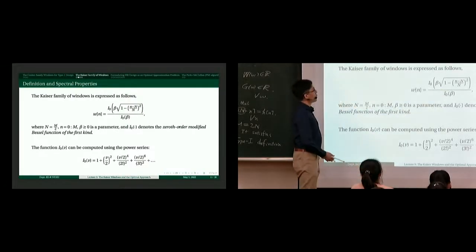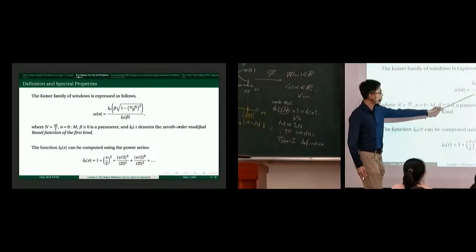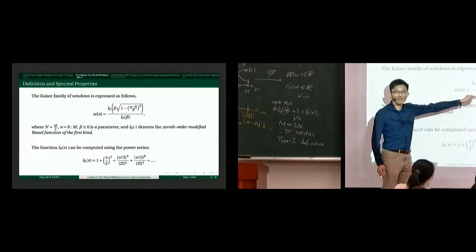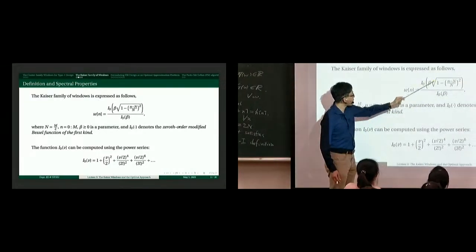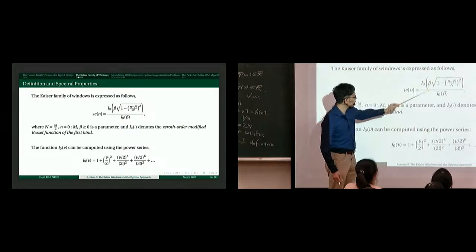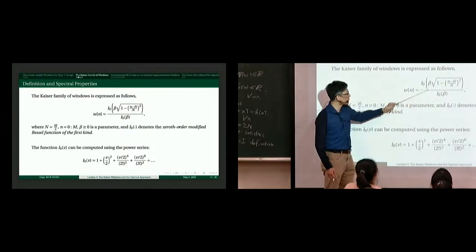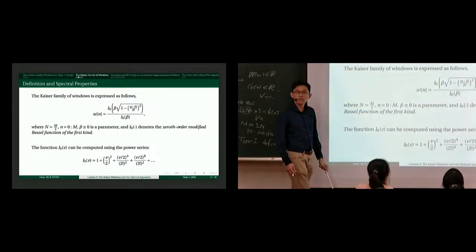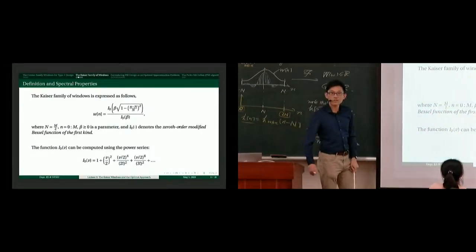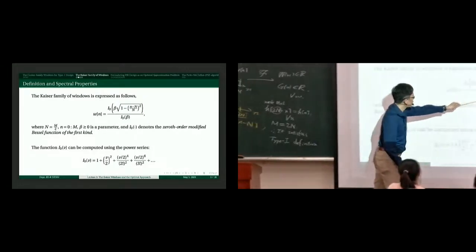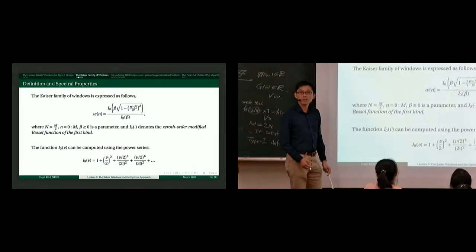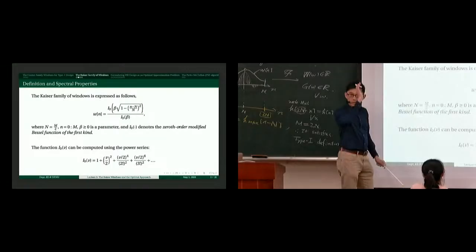Is that clear? When you plug in n equal to the middle value, the top becomes I0 of beta times the square root of 1 minus nothing, so this is nothing but a normalization factor. That clear? So don't worry about that. This part is just a normalization factor to make W equal to 1 in the middle.